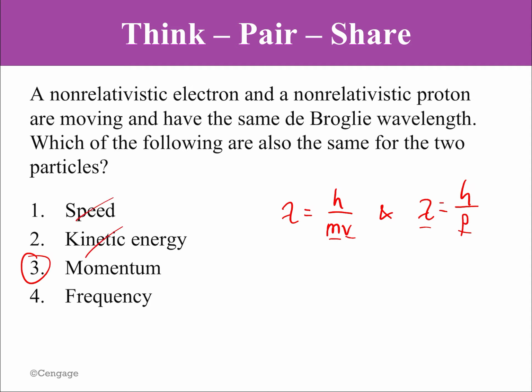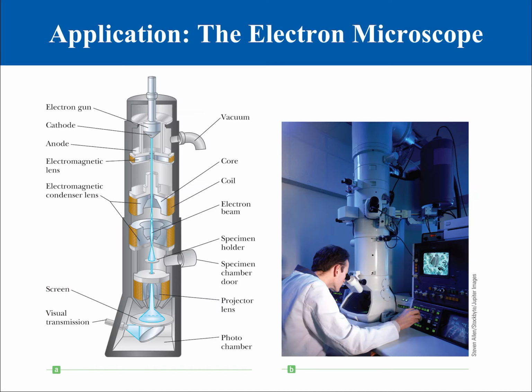If they have different velocities, then they must have different kinetic energies, and their frequency is dependent on the total energy, which includes their rest energy, so that would be different for the two as well. So the only thing they share, if they share the same wavelength, is their momentum. Pretty interesting, right?